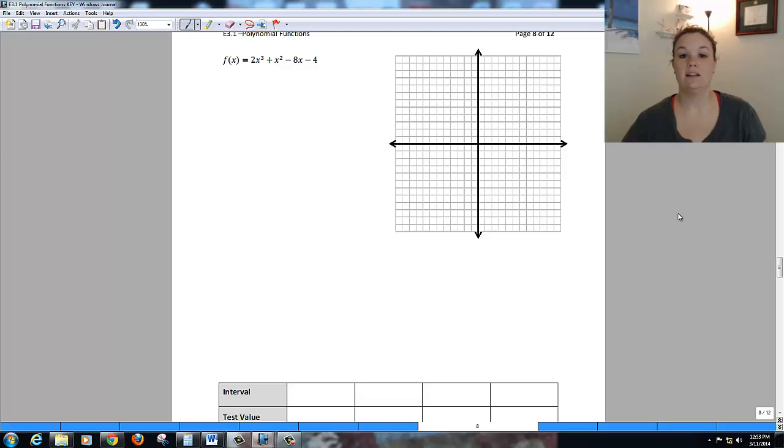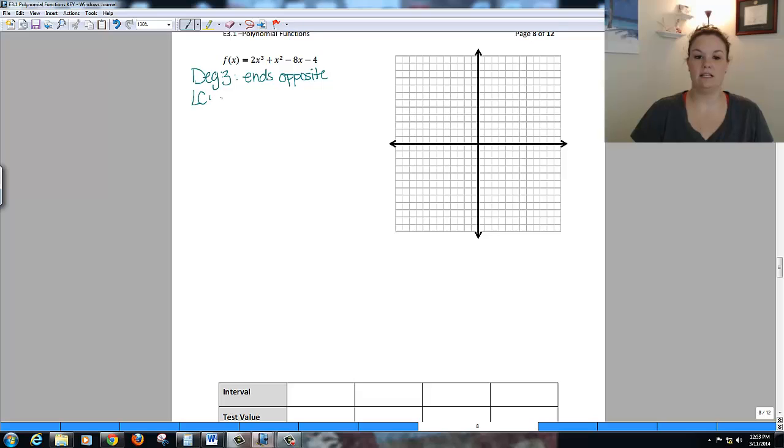All right, on this next one, notice it's not factored for us. So we need to factor it. It's got 4 terms, so I'm going to factor by grouping. But before I do that, I want to go ahead and identify my degree and my leading coefficient. So here, since it's already multiplied out, I can see that my degree is 3. Since it's degree 3, I know that the ends are going opposite directions. Okay, and then I look at my leading coefficient, which in this case is +2.